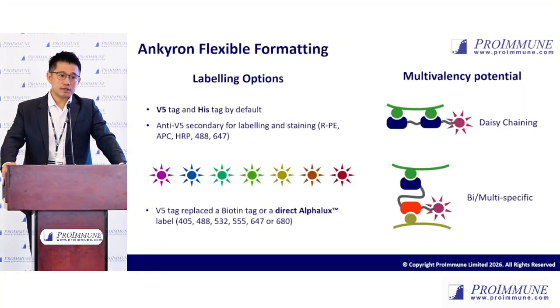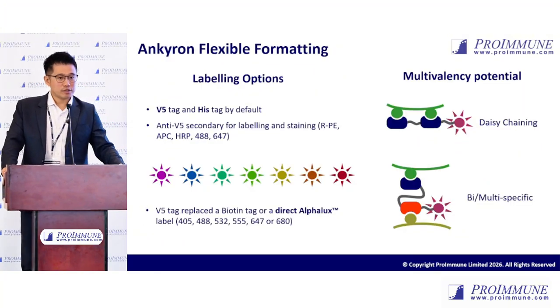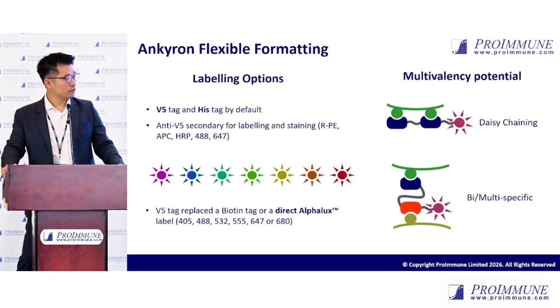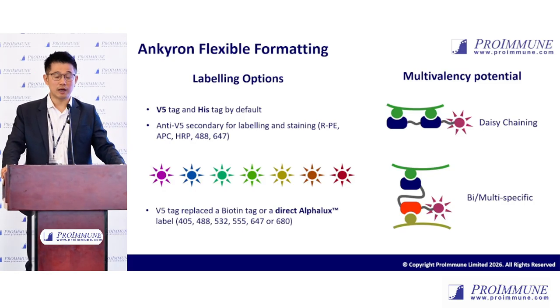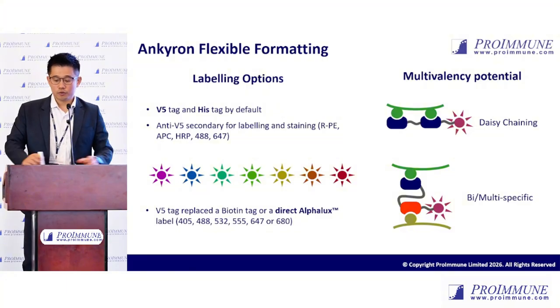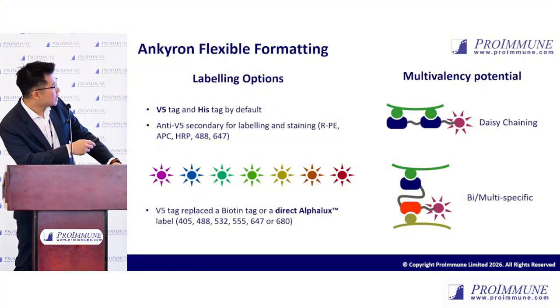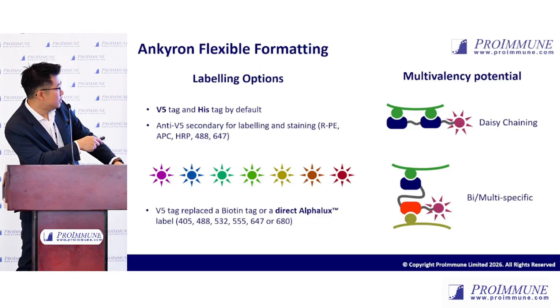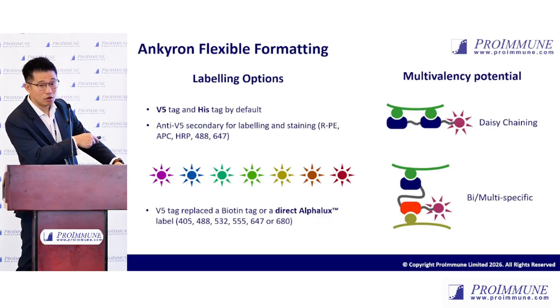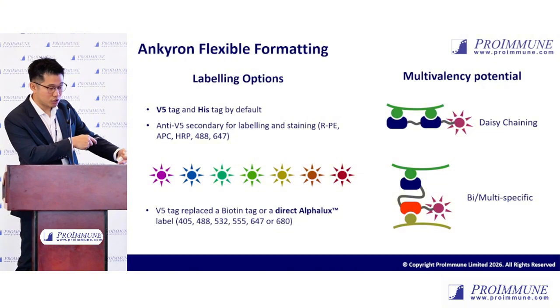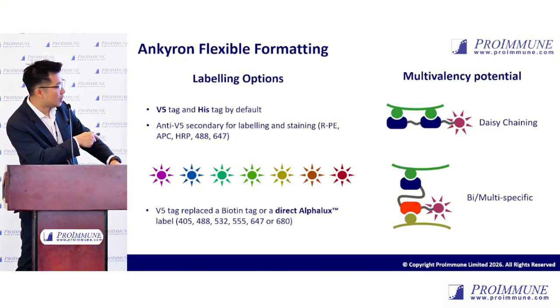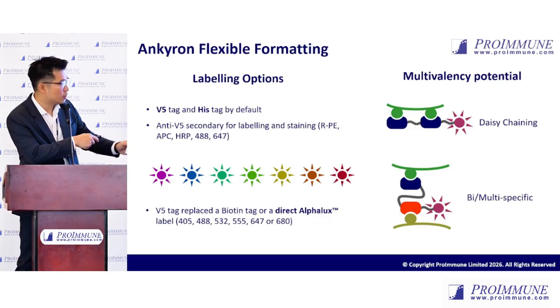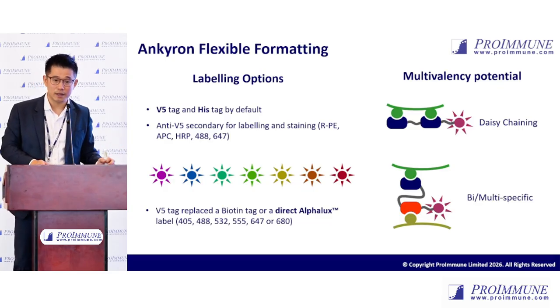Additional benefits of the Ankyrons is that they are very flexible. First of all, when we first express them, they come with a default V5 tag. With the V5 tag, you then come in with an anti-V5 secondary, so you can decide on selecting the colors of the channels depending on the colors that you want in your antibody cocktails. We can also provide HRP, which you can use for IHC, so it's very flexible in terms of the labeling option.